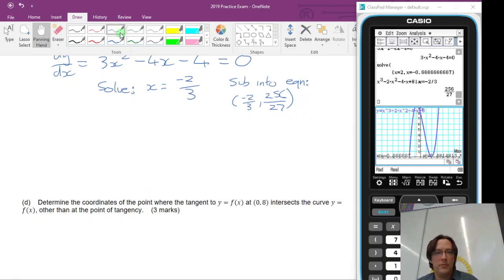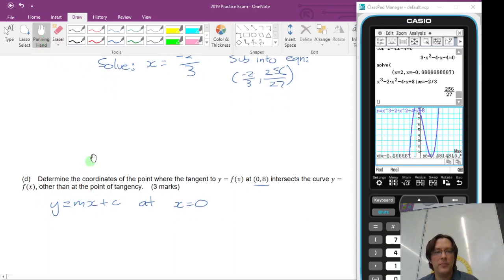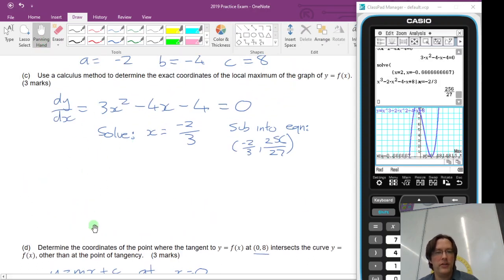Determine the coordinates of the point where the tangent to y equals f of x at (0, 8) intersects the curve other than at the point of tangency. So we want to find, first of all, the equation y equals mx plus c at x equals 0. So first up, we've got our equation of our differentiated one there.